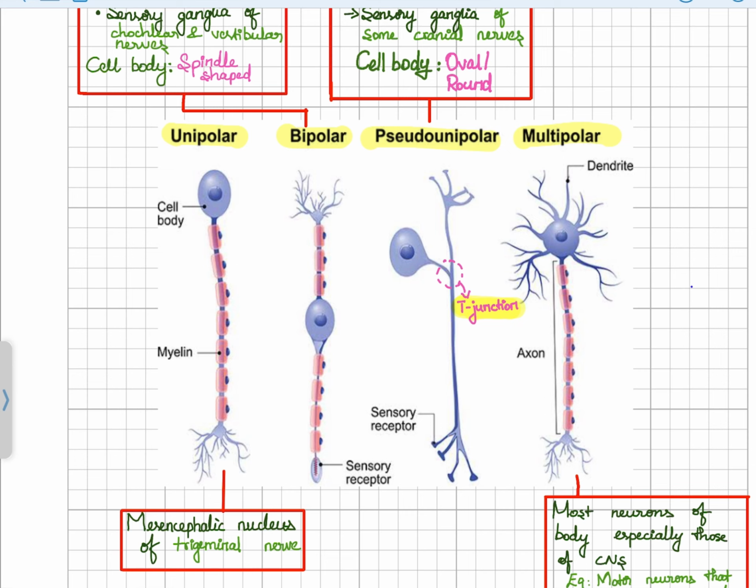The only thing you have to keep in mind is why we have named it pseudo unipolar: it arises from one end of the cell body. The point where it arises is very important. That's how we have classified these two, right?